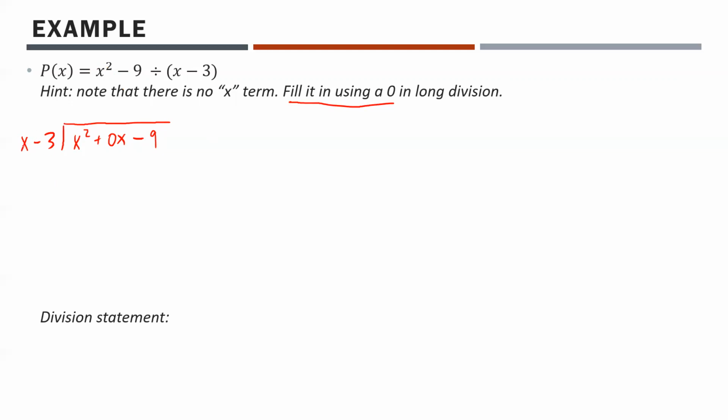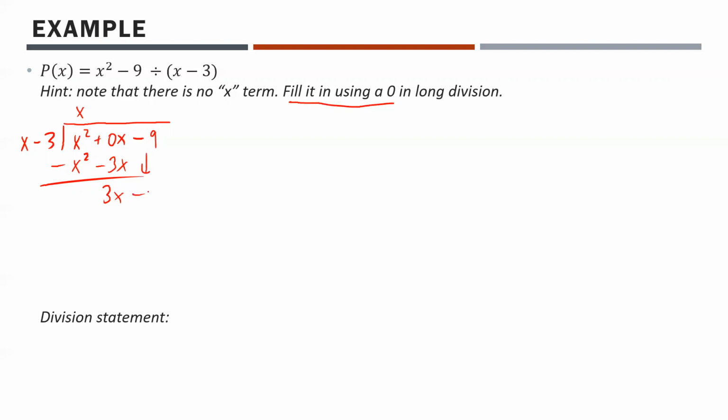How many times does x go into x squared? Well, the answer to that is just x times. So if we multiply x by this, we'll have x squared minus 3x. And remember, we're subtracting. X squared minus x squared is nothing. This one, you got to be careful. 0x minus negative 3x, that's actually positive 3x. It's a double negative there, right? So we're actually adding 3x.